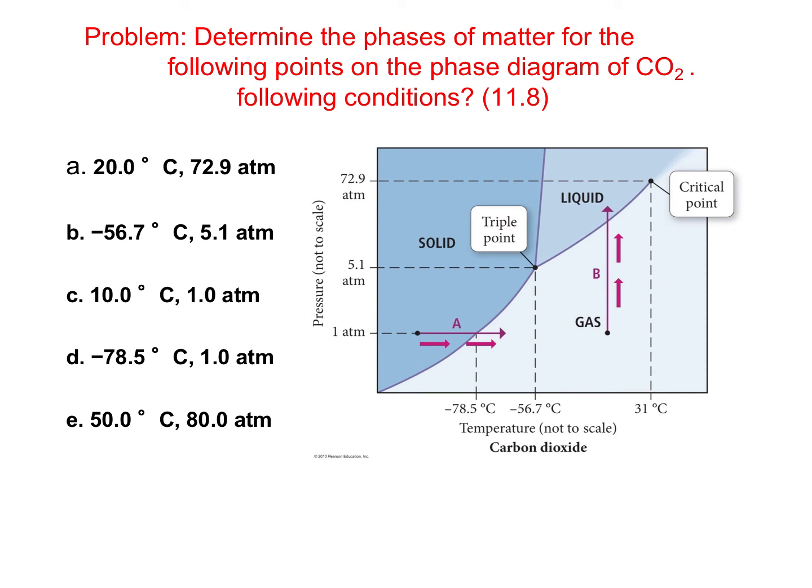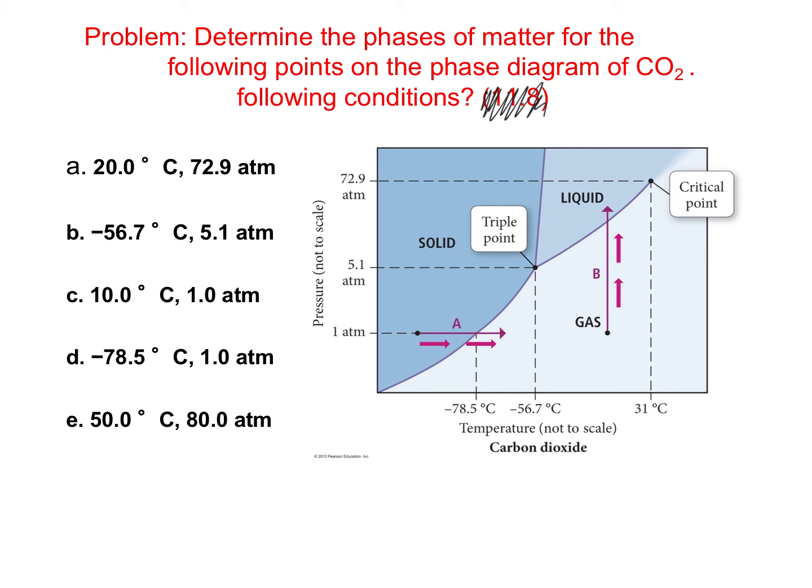All right, so I want to finish up with just an example, kind of the way we might ask these questions about phase diagrams. And again, this is the wrong chapter. We're still in chapter 10. But what I would like you to do is determine what phase of matter would exist for the following points on the phase diagram, in this case of carbon dioxide.